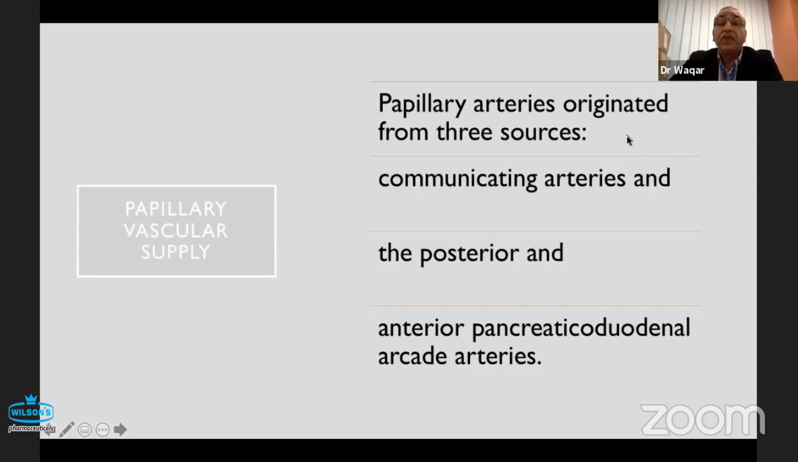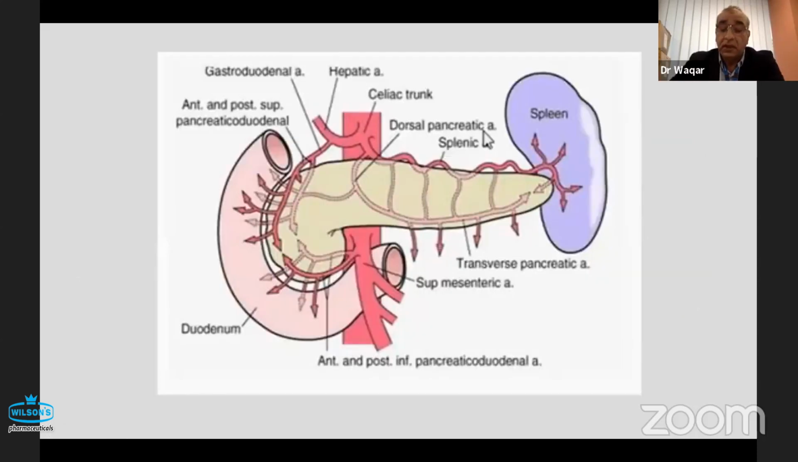So papillary arteries, which supply the duodenal papilla, originate from three major sources. These are communicating arteries from the posterior and the anterior pancreaticoduodenal arteries, which form arcades. Again, just the same picture.